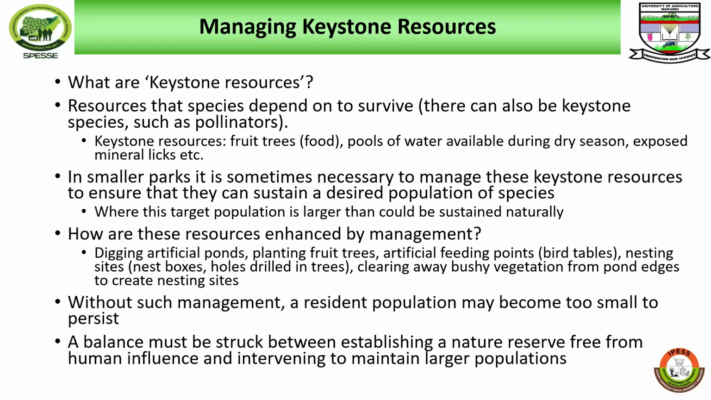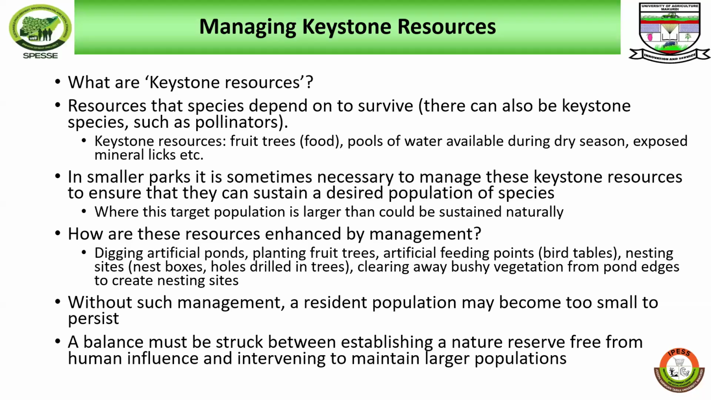And so you need to have a plan to be able to provide those resources if you want your vegetation or your site to be sustainable. We can have examples like food, fruit trees, pools of water available during the dry season, exposed mineral licks. In smaller parks, it is sometimes necessary to manage these keystone resources to ensure that they can sustain a desired population of species, where this target population is larger than could be sustained naturally.